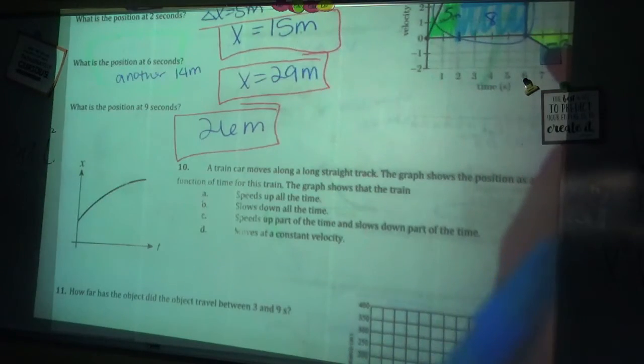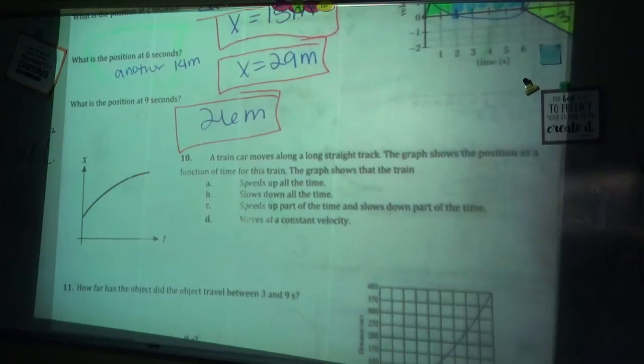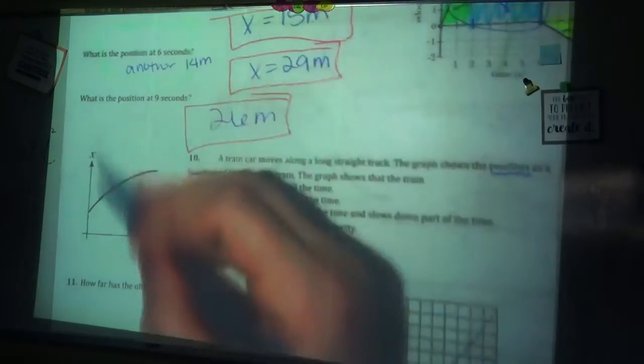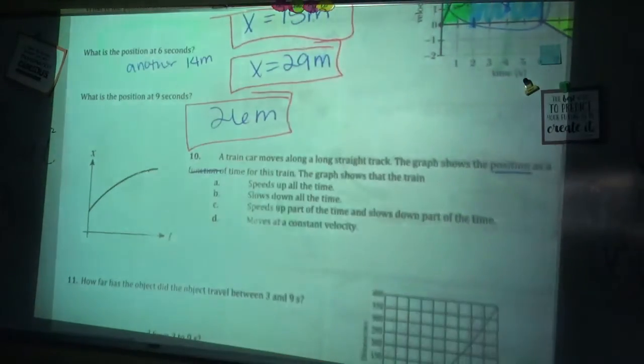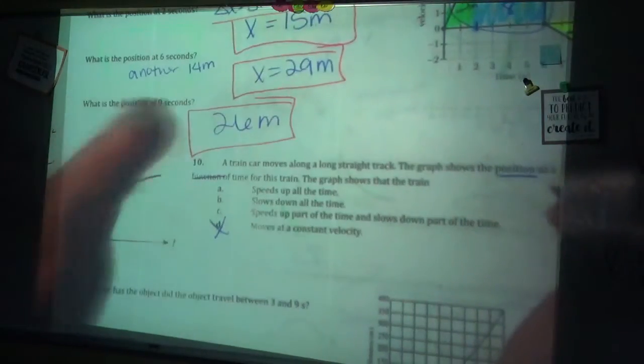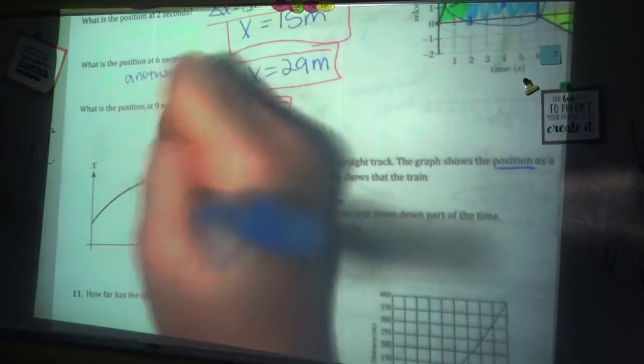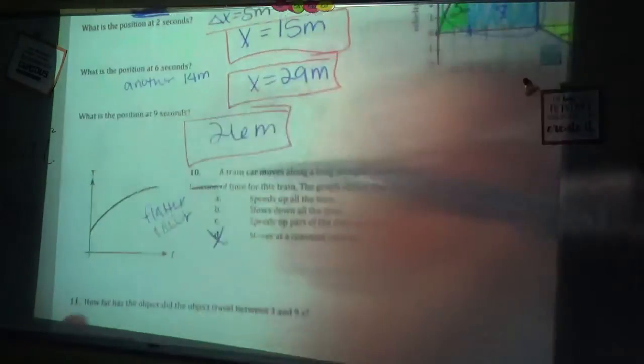Number 10, so a train is moving, and this shows the position versus time graph. Well, it's curved, which means it's not at a constant velocity, so you can cross off D. And it is getting flatter, not steeper. So the fact that it gets flatter means that it's getting slower, so it slows down the whole time.